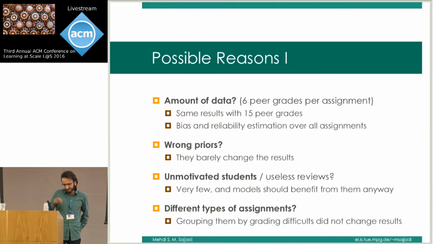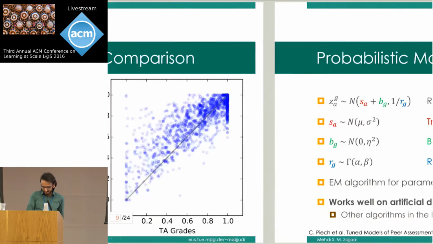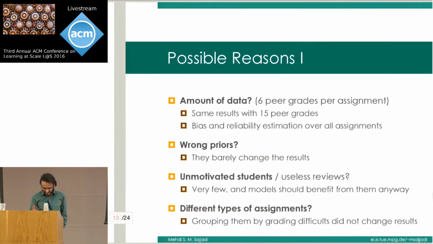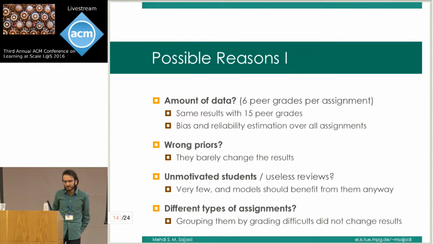The next explanation is that we are using the wrong priors. Remember that I said we are making the assumption that the true grades are normally distributed. But as we saw earlier, they are not really normally distributed. For example, if we take the TA grades as the true grades, they are obviously not normally distributed. It's a bimodal distribution somehow. But that's not really a problem. We tried other priors, we tried a uniform prior. It doesn't change a thing, basically.